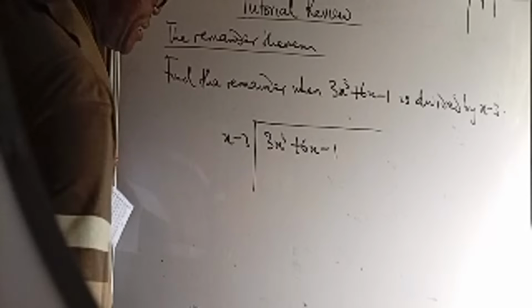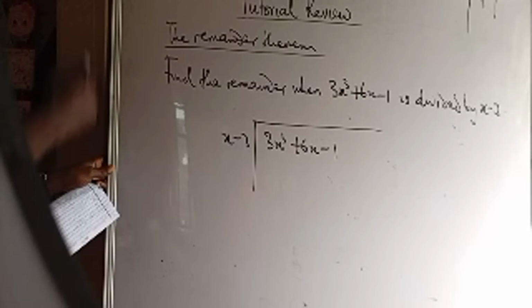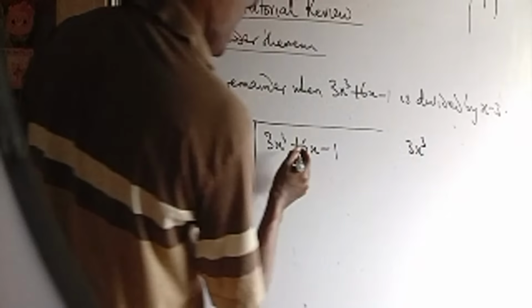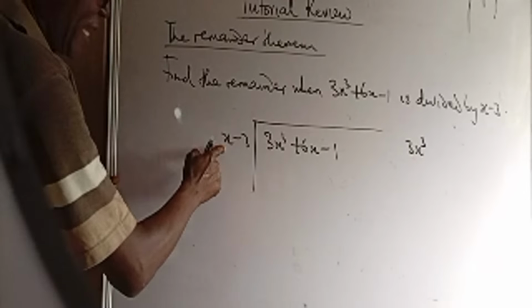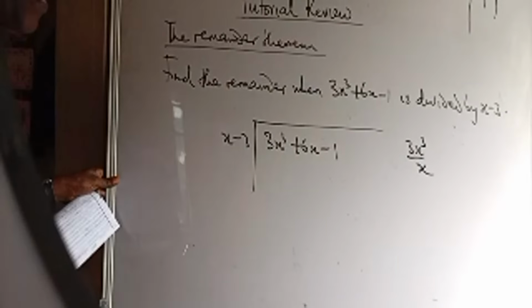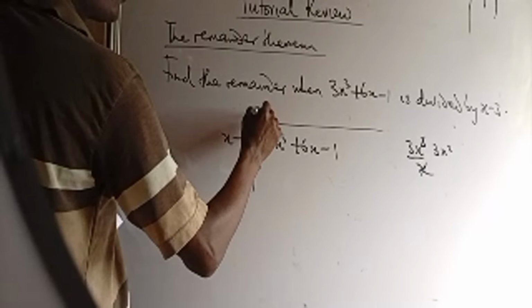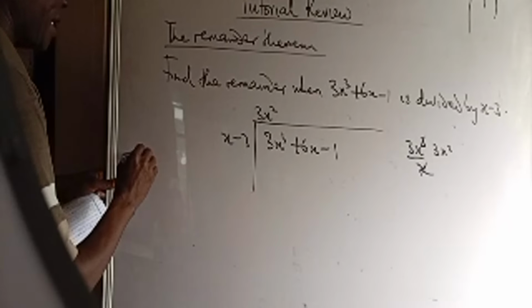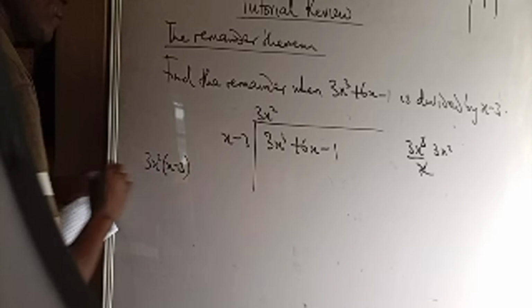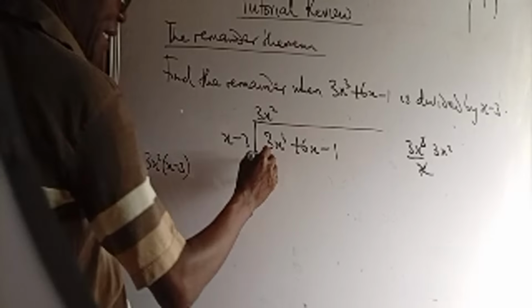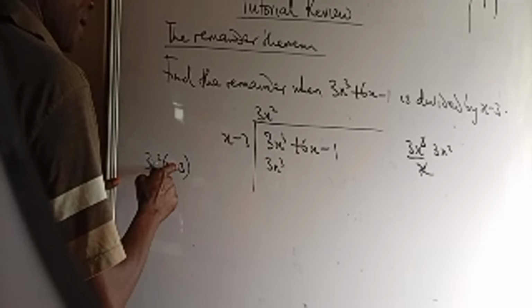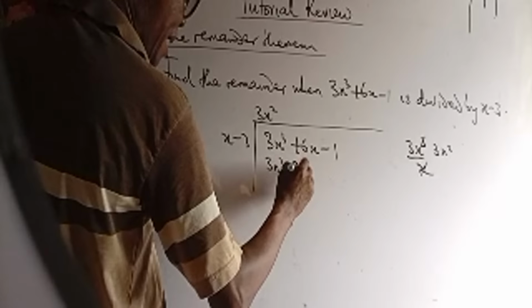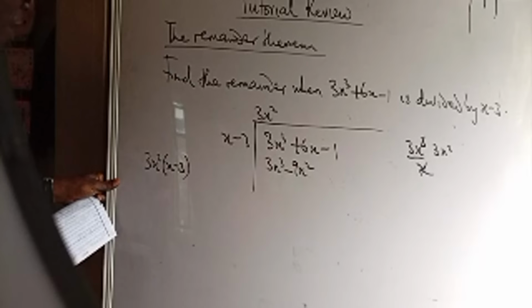Let's try this and see if we use the shorter method whether we're going to get the same result. Now 3x cubed, you pick it up, that's the one with the highest degree of x, divided by x, like we did the other time. Cancelling, we have 3x squared. So you write your 3x squared there. Now multiply 3x squared by x minus 3. 3x squared times x is 3x cubed. Then minus 3 times 3x squared is minus 9x squared.